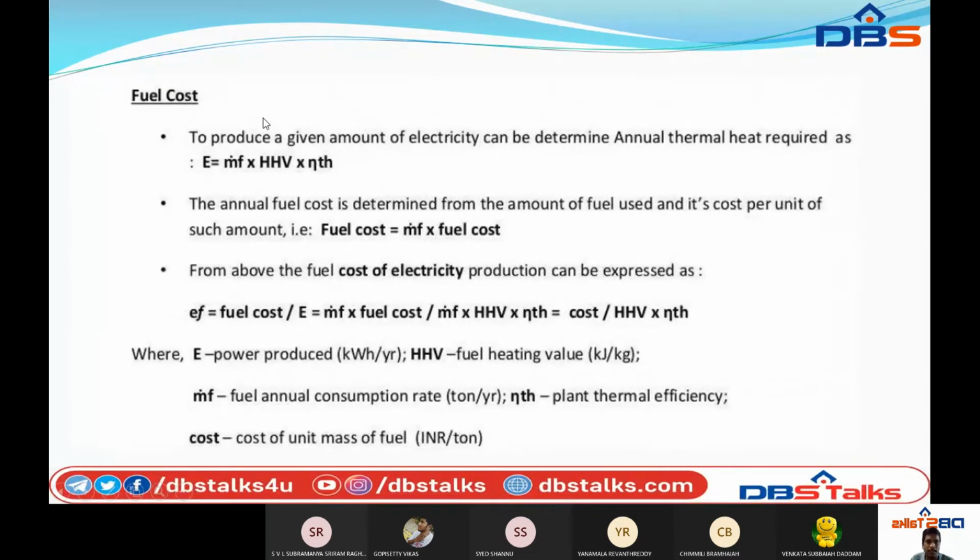After that, fuel cost. Fuel cost means transportation or running machineries or equipment. To produce a given amount of electricity, it can be determined by the annual thermal heat required as MF into HHV in thermal efficiency. Here MF means fuel annual consumption rate. That means here we are estimating the annual consumption rate of fuel for one year.